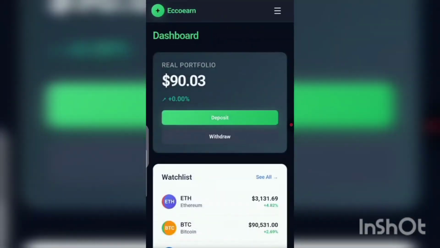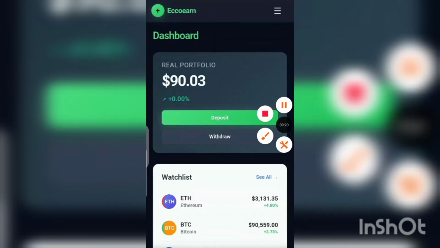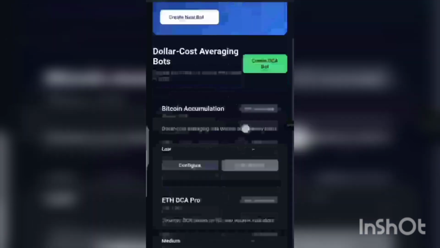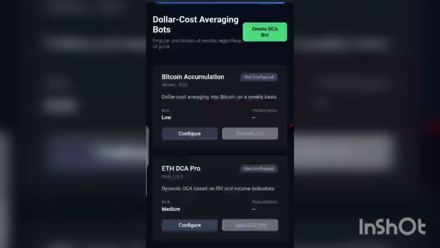As you can see, my 80 USDT just arrived. The next thing we are going to be doing is to start the bot. Come over to the right-hand corner at the top, and activate this particular bot. What we are going to be trading is Bitcoin accumulation, and as you can see, it has the lowest risk. Very low risk and profitable.